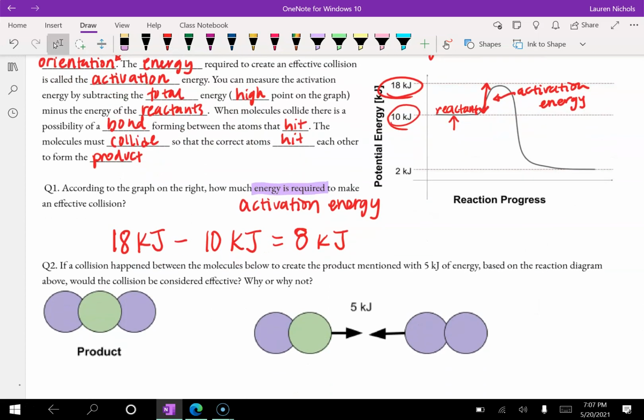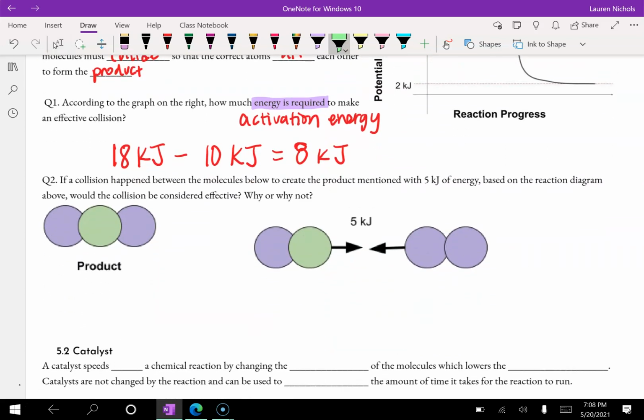So that means when things collide, if they don't have at least 8 kilojoules, the reaction can't happen. It's like trying to go to the store and buy something that costs $8, but you only have $2. That's not enough. You don't get that to happen. And so if a collision happened between the molecules below to create the product mentioned with 5 kilojoules of energy, based on the reaction diagram above, would the collision be considered effective?